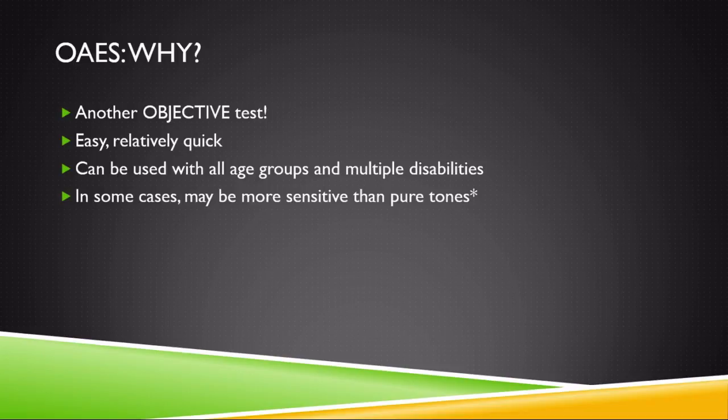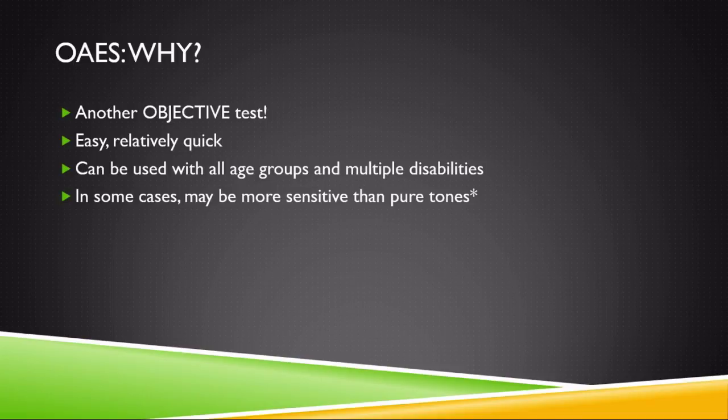There are some cases where OAEs may be more sensitive than pure tones to pathology. These tend to be cases where the pathology or the disease process or the condition is causing outer hair cell damage directly. So ototoxicity is an example, with aminoglycosides and carboplatin and cisplatin, which are the chemotherapy-based ototoxic drugs. Those drugs all affect outer hair cells directly.